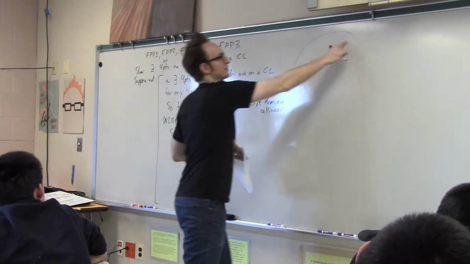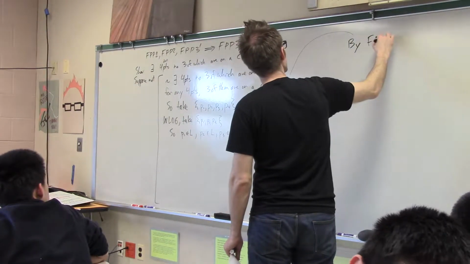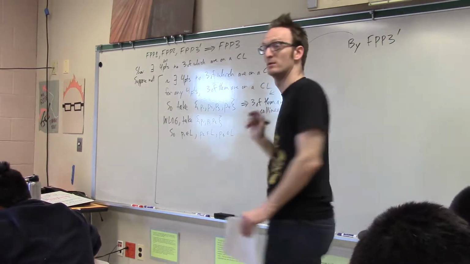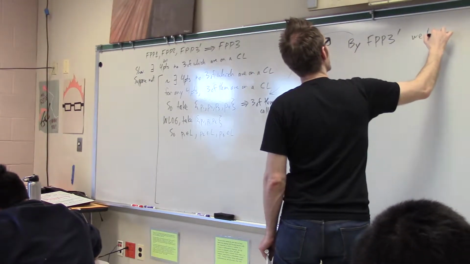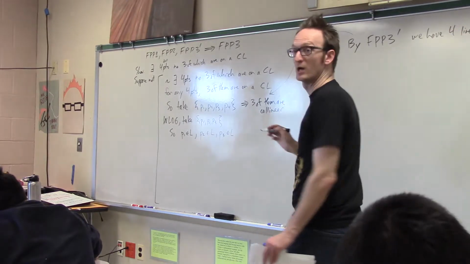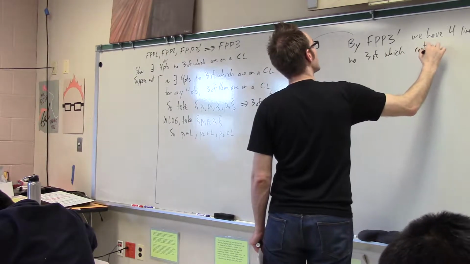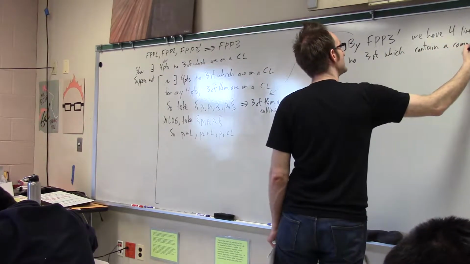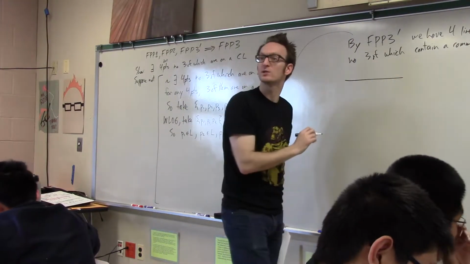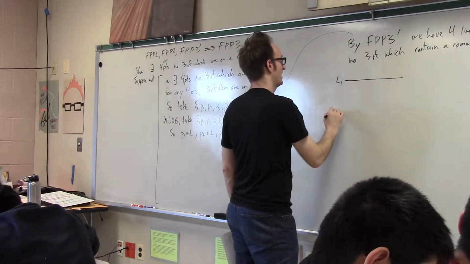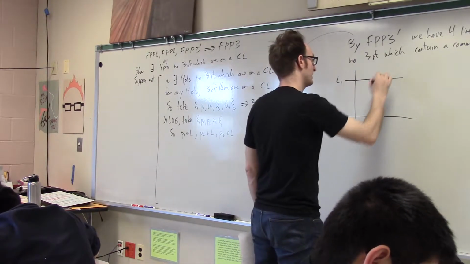So I put a little arrow because I need to insert this. By FPP3 prime, what do I know must exist? 4 lines, 4 distinct lines, no 3 of which contain a common point. So we kind of need to redo all the work from the front, but it's not so bad because we'll just go fast. So we know we have for sure 4 lines. Let's call them L1, L2, L3, and L4.